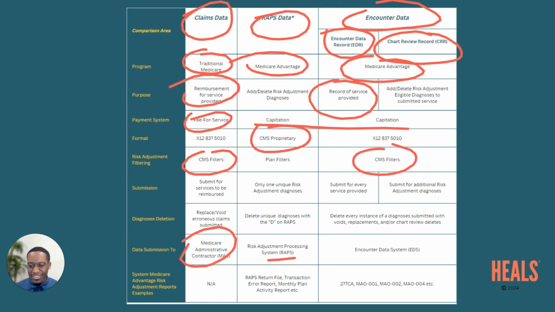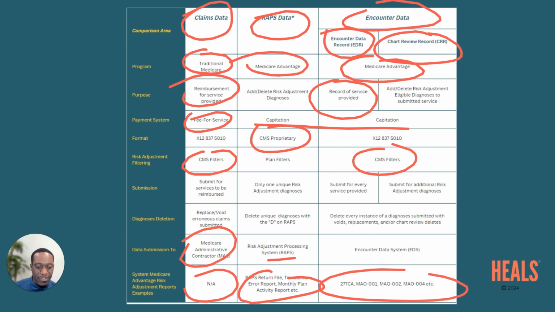Then for the system reports, MAs do not get any report from the fee-for-service side, but you get the RAPS return reports, and you also get the 277CA and MAO-001, 002, 004, and others. I know there are similar reports that may come in from fee-for-service, but these are from the MA standpoint, and MAs don't get any reports from the fee-for-service side. But if you have this comparison cheat sheet and a better understanding, you have a wonderful tool in your hand.